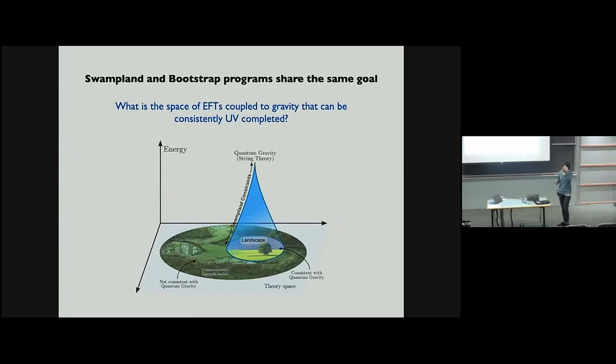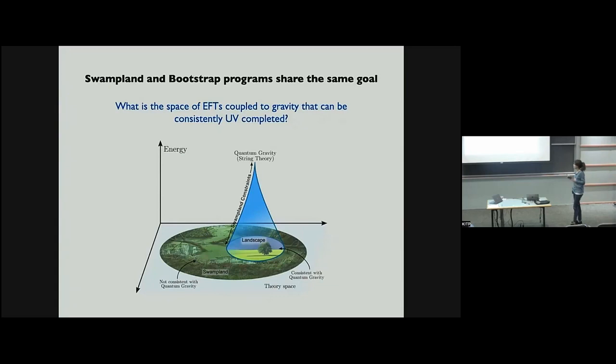Okay, so I think Swampland and Bootstrap share the same goal, even if we use sometimes different techniques, different approaches. In the end, we are just trying to understand what is the space of consistent UV-completed theories. In the Swampland in particular, we are interested in those theories that are coupled to gravity. So we want to understand what effective field theories coupled to gravity can be UV-completed. And if they cannot, we say they belong to the Swampland, but it's just terminology.